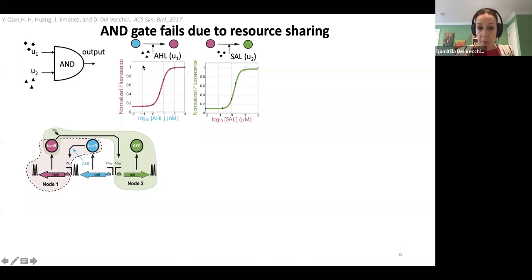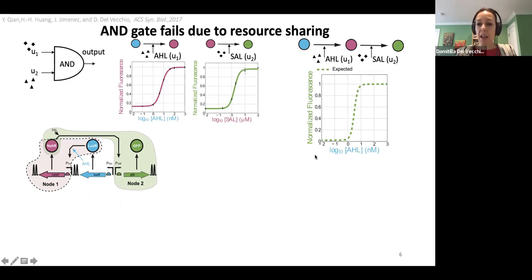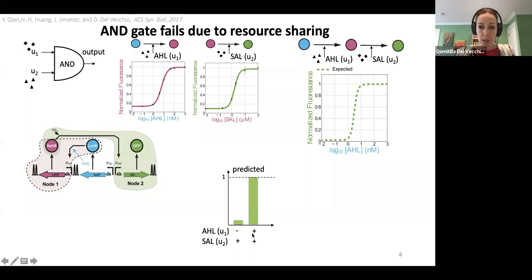A very simple way to design this is to have a cascade of two activators, each one inducible, so that when you have both inducers, both red and green are high. So this is what you should expect, an increasing function when both of them are high. And so the predicted behavior is that when you only have one of the signaling molecules, you have a low output. When you have both of them, you should have a high output.